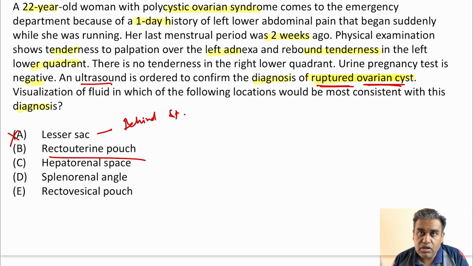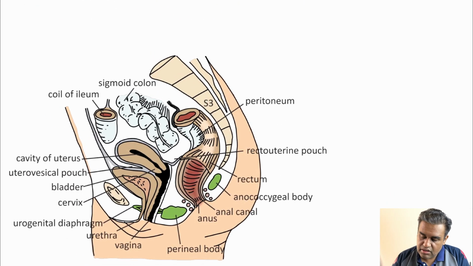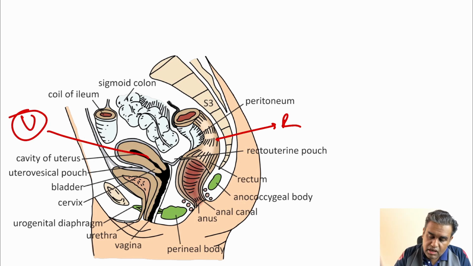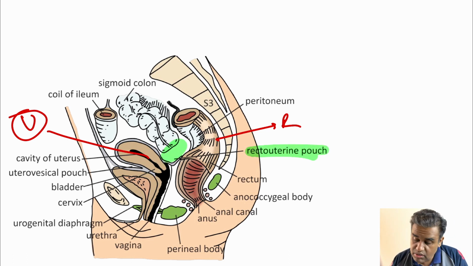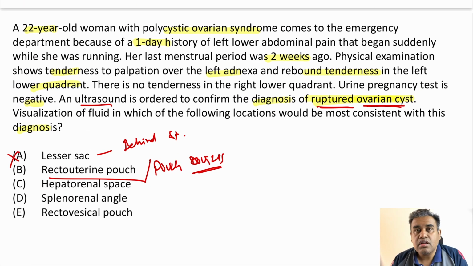The recto-uterine pouch, or the pouch of Douglas, is the most dependent space in a sitting or standing female. If you look at this image over here, this we know is the rectum, this is the U for uterus. I put a highlight over here, this is the recto-uterine pouch, the most dependent space, also known as the pouch of Douglas. Here we always see fluid collected in the pelvis of a female particularly. This is a very good answer. Let's see other options as well.